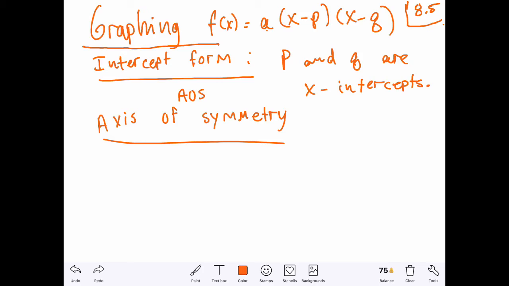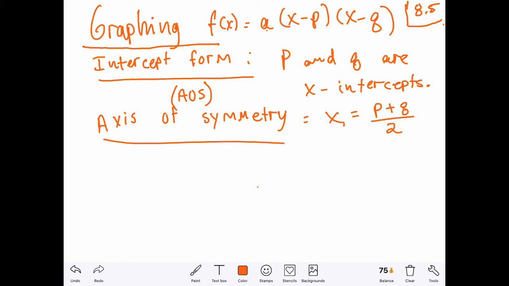AOS for short. And again, that's a vertical line that's going to run through our vertex. And that's x equal to p plus q divided by 2. Remember when we were in standard form, we used x equals negative b over 2a. And now, if we see a quadratic function in this form, we're going to use p plus q divided by 2.